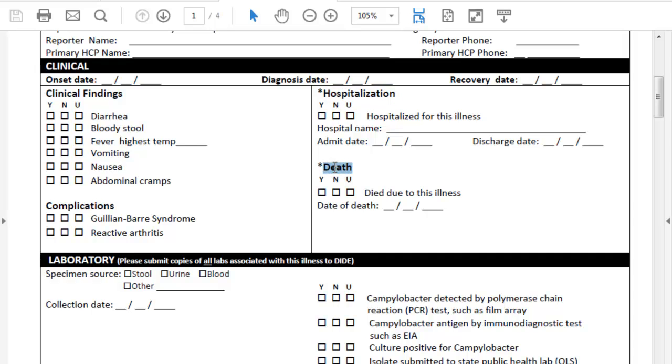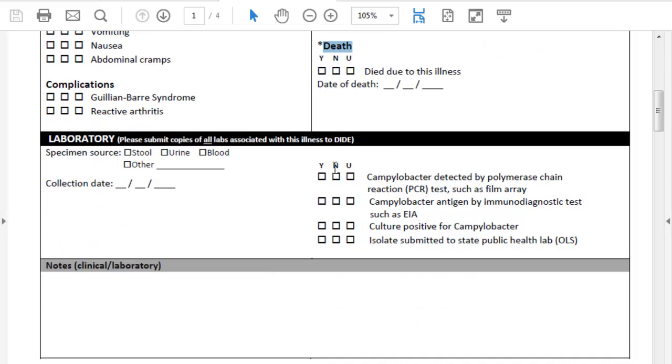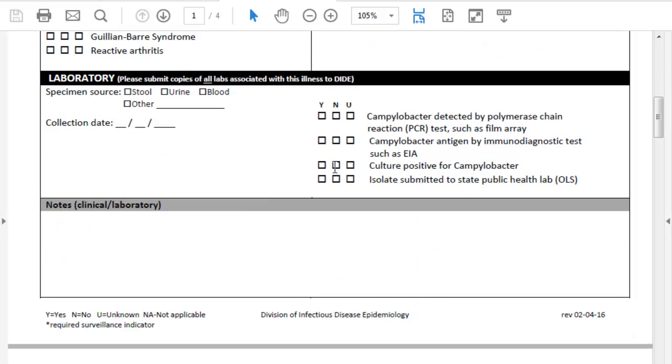Let's discuss some background to better understand the laboratory section of the form. Although the most common specimen source is still stool specimen for most cases of enteric disease, many clinical laboratories have adopted methods of testing for Campylobacteriosis other than the historical standard stool culture. These new methods are collectively termed culture-independent diagnostic tests, and they come in different forms.